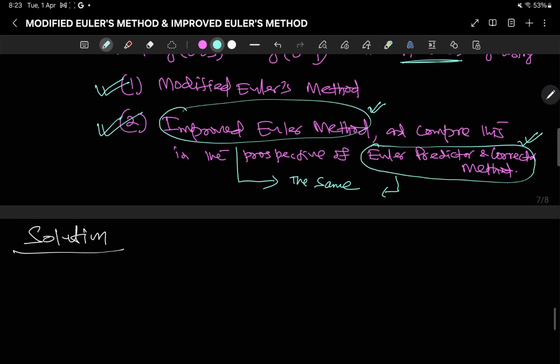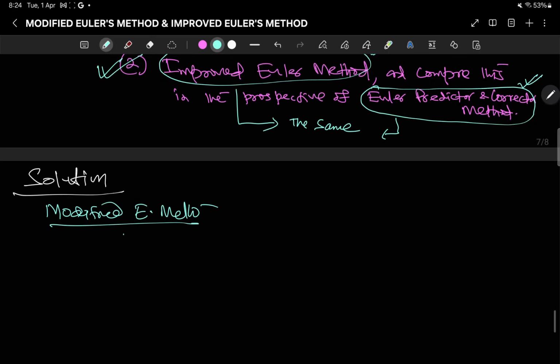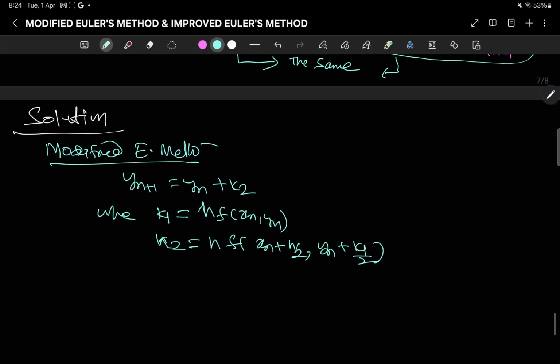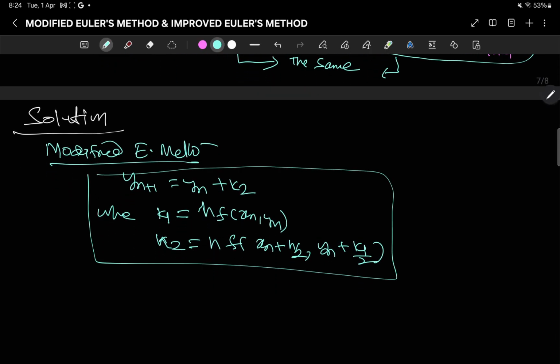From the perspective of the modified Euler method, we have y_{n+1} is equal to y_n plus k2, where we need k1 and k2. k1 is h f(x_n, y_n) and k2 is h f(x_n plus h by 2, y_n plus k1 by 2). So this is the formula for the modified Euler's method, here n greater than or equal to 0.